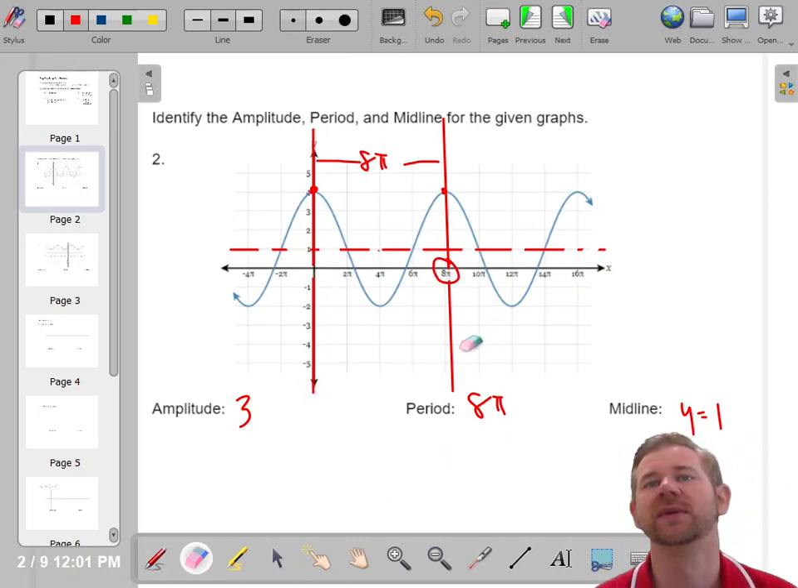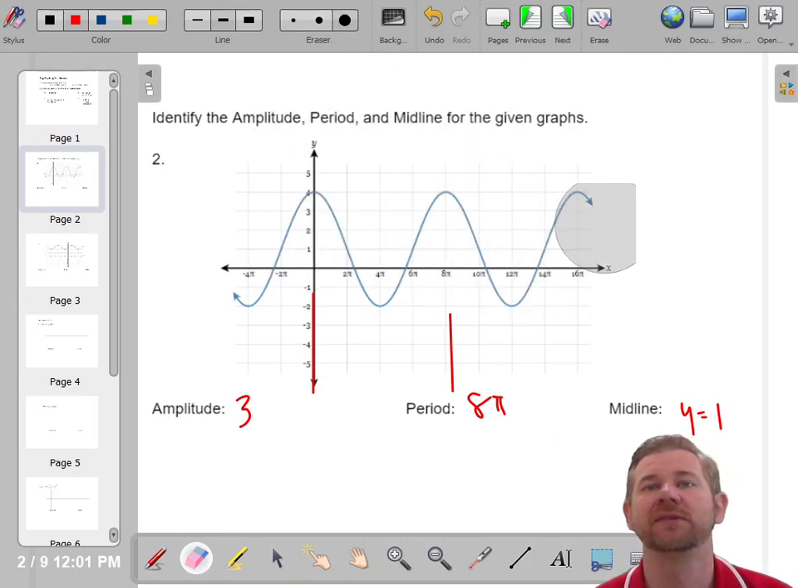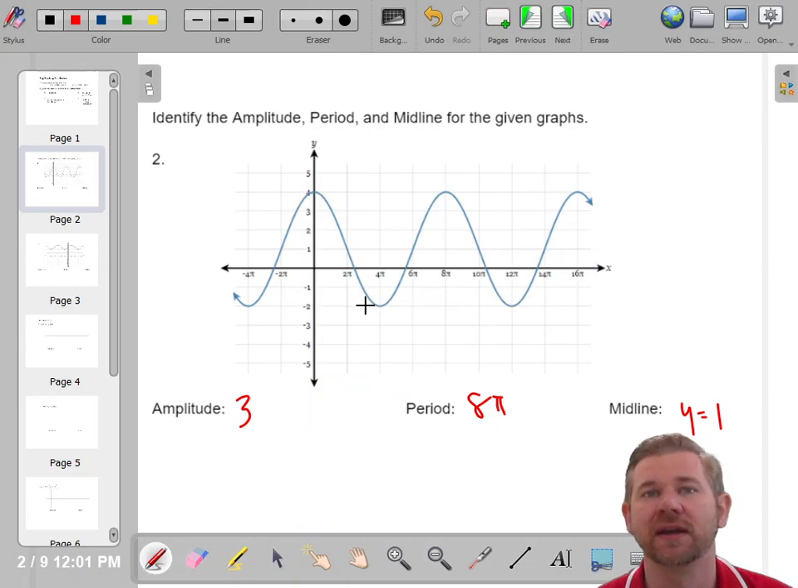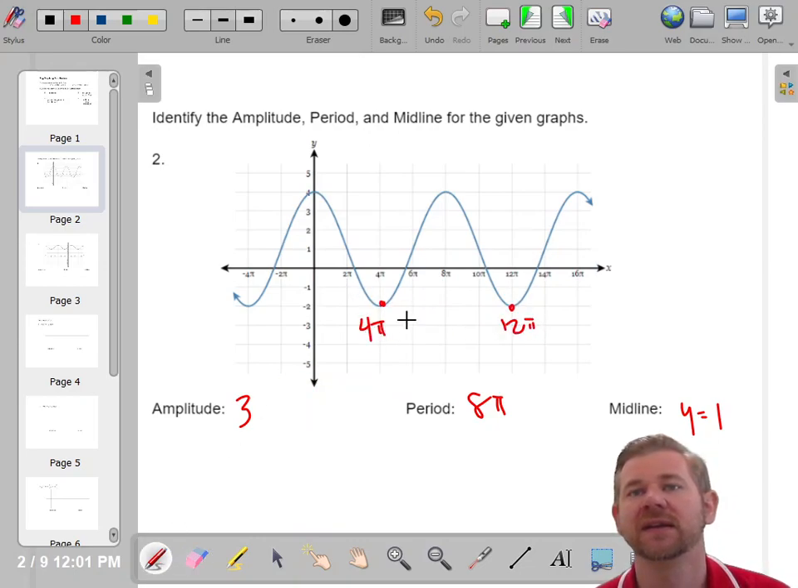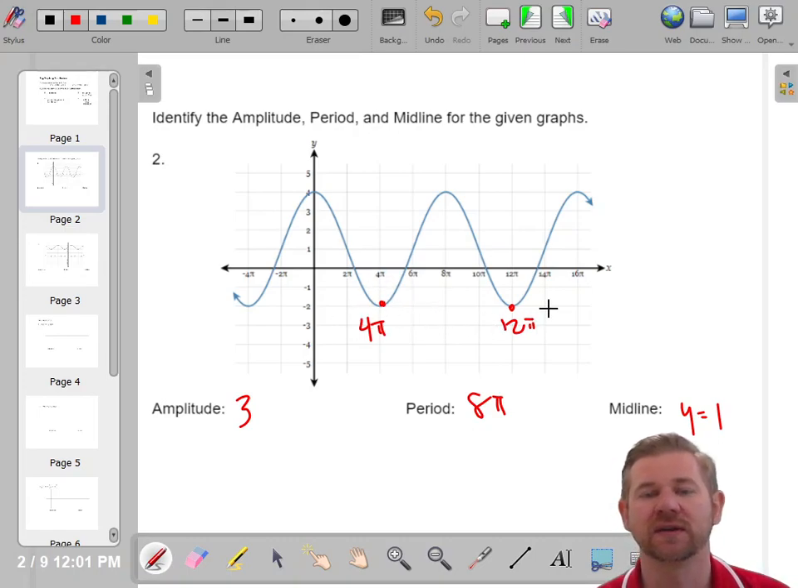You started at 0 and you went to 8 pi, so that's the period. It's the time it takes to complete one cycle. See how it's at the top, and then it's at the top? Okay. We could also do the same thing from the bottom to the bottom, and it would still be 8 pi. If you look right here, 4 pi, and then here is 12 pi. It's still 8 pi apart. 4 and 12 are 8 apart.